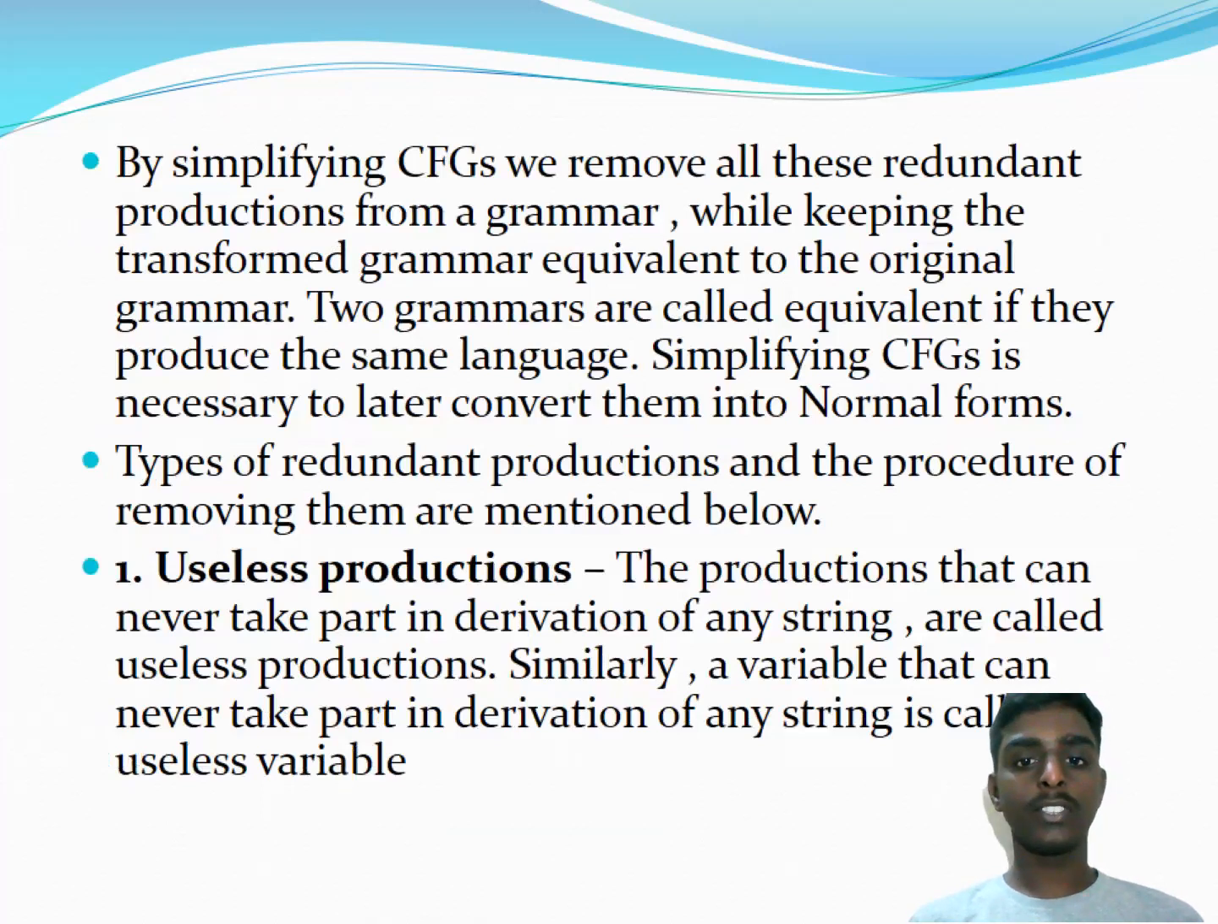By simplifying CFGs, we remove all these redundant productions from a grammar while keeping the transformed grammar equivalent to the original grammar. Two grammars are called equivalent if they produce the same language. Simplifying CFGs is necessary to later convert them into normal forms. Types of redundant productions and the procedure of removing them are mentioned below. There are three steps to simplify a context-free grammar.